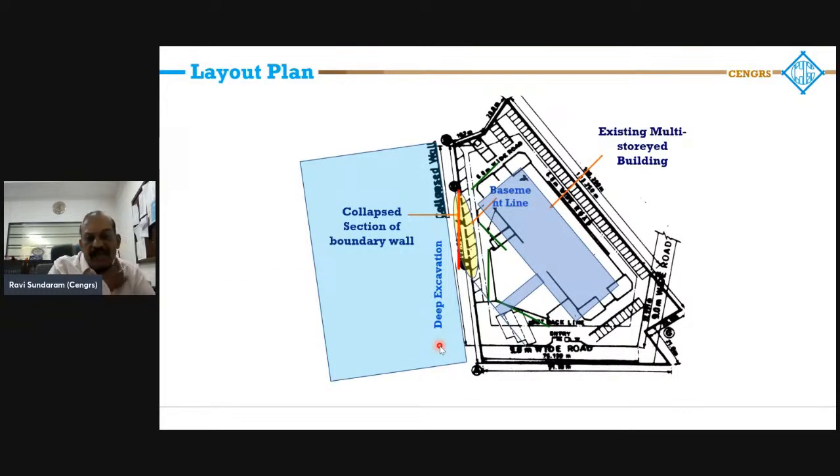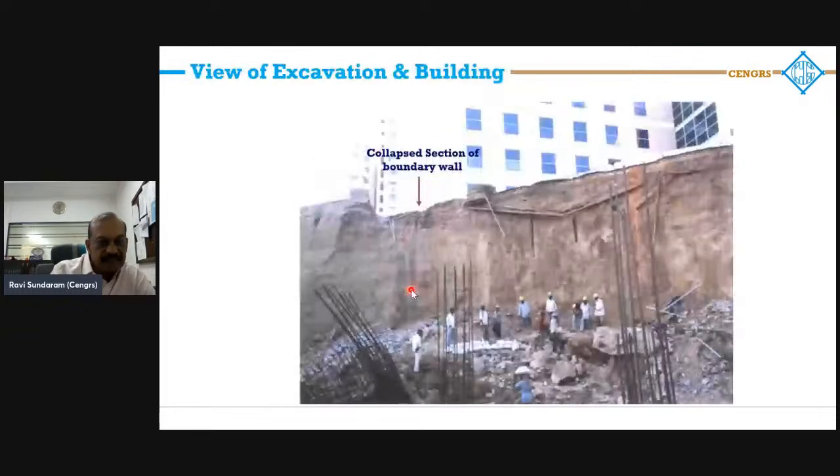So that's what happened here in this zone. The boundary wall collapsed. It's very close to this existing building, which has a basement at 5 meter depth. And here, this excavation has been done to 16 meter depth. So that's what it looked like. This is the collapsed portion of the boundary wall.